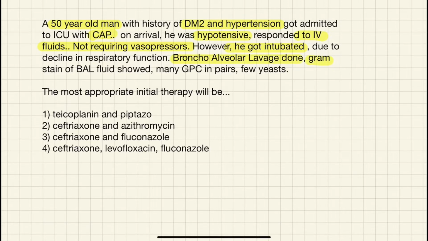We saw gram positive cocci in pairs, that means diplococci, and few yeast cells. So now in this case, what are the antibiotics we can give? We have four options. We will discuss what will be the best option.